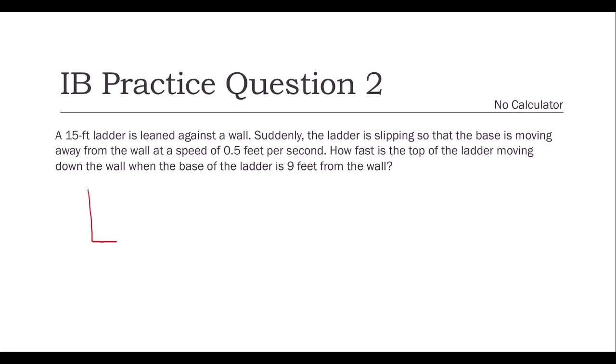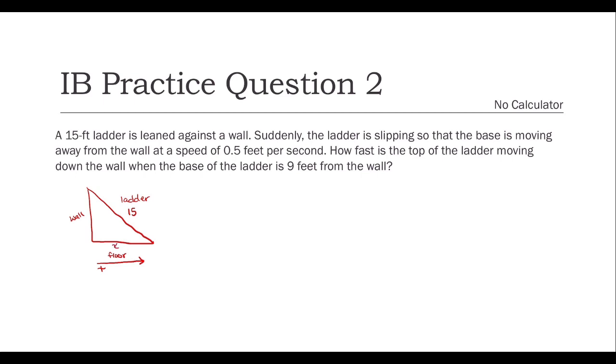So we have a triangle. This is your wall over here. And this is your ladder. And this is the floor. So it's a 15-foot ladder that's leaned against the wall. It's slipping so the base is moving away from the wall. So it's going this way. We'll define that way as positive at a speed of 0.5 feet per second.